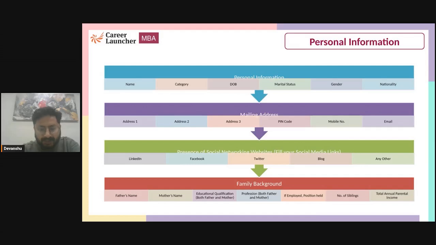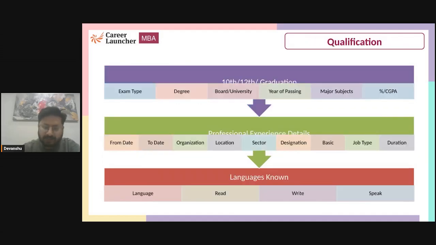Okay. After that, there is family background. You have to mention your parents' names, your father and mother name, their educational qualification, the profession, how many siblings you have, and finally the total annual parental income. Okay, so this is all about the personal information. Let's move on to the next thing, which is the qualification. So for the qualification, you have to mention the 10th, 12th and graduation, all the different aspects of it. Then the professional experience details.